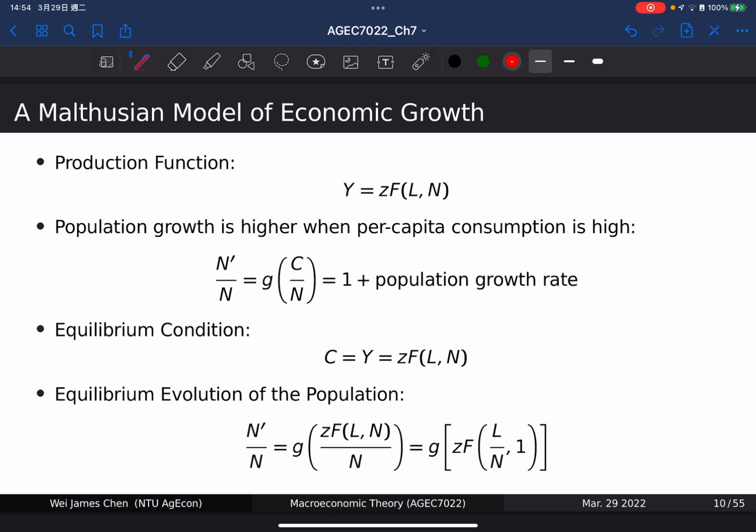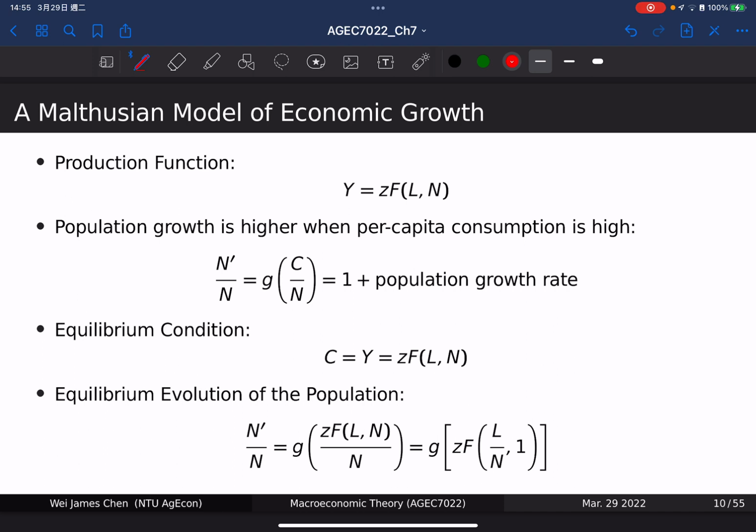This economy uses two things to produce. Remember, this is the era where agriculture is everything. So what is used to produce agriculture? Basically, land and human, right?